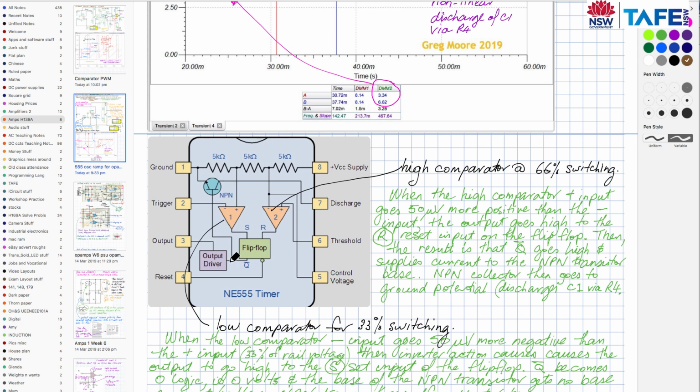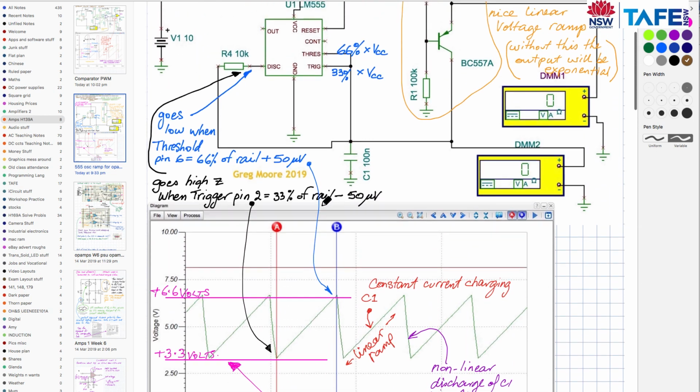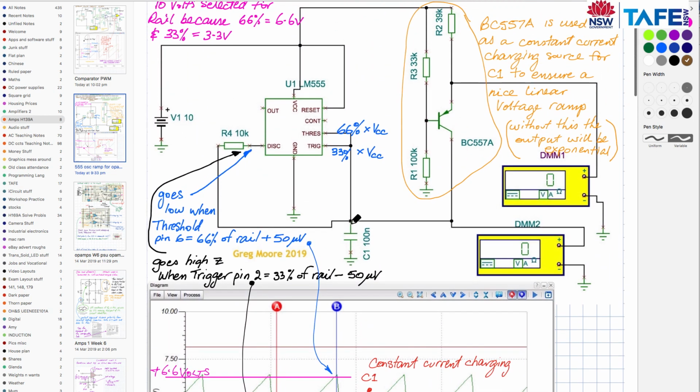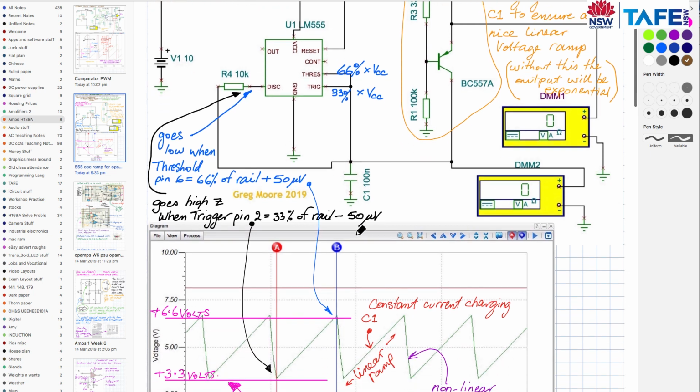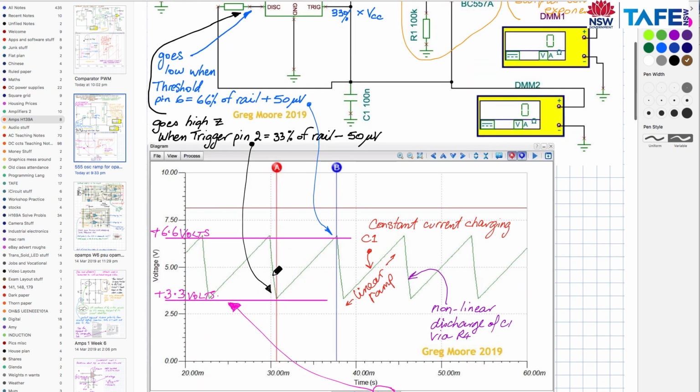When the not Q output goes high, that puts current into the base of the NPN transistor, turning on the transistor, and then we get a very, very low resistance between the collector and the emitter, almost zero here, and the 10K resistor, which is connected to pin 7. Let's go back up and have a look. Here it is here. The 10K resistor is again connected across the capacitor, causing the capacitor to discharge.